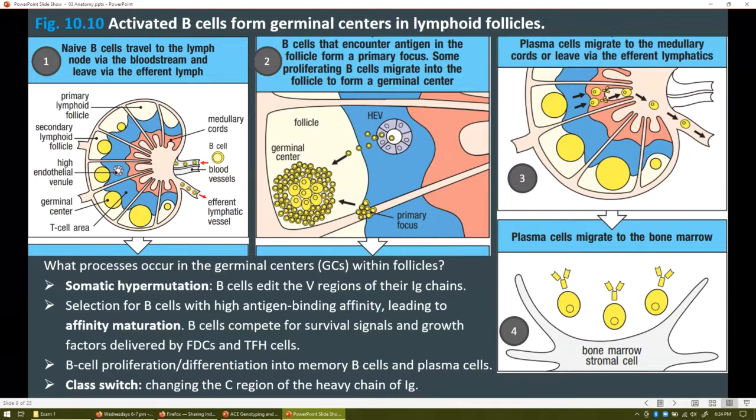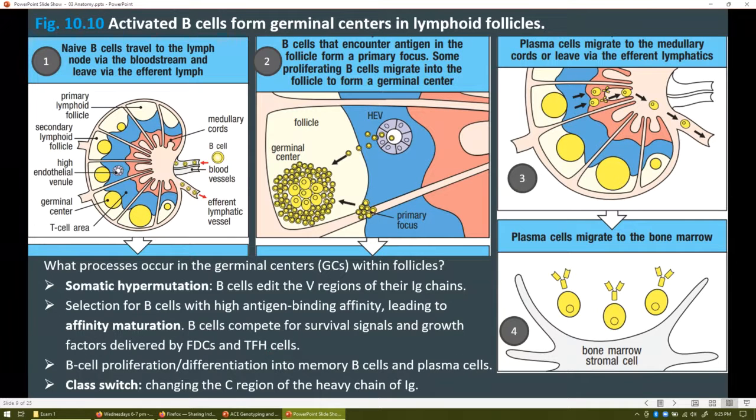So the B cells that manage to create an antibody that is increased in affinity, basically the stronger you can bind to antigens, the better off you are, and the more likely you are to survive. And this accounts for this thing called affinity maturation. So B cells with high antigen binding affinity will lead to affinity maturation. B cells compete for survival signals and growth factors that are delivered by follicular dendritic cells and follicular helper T cells.